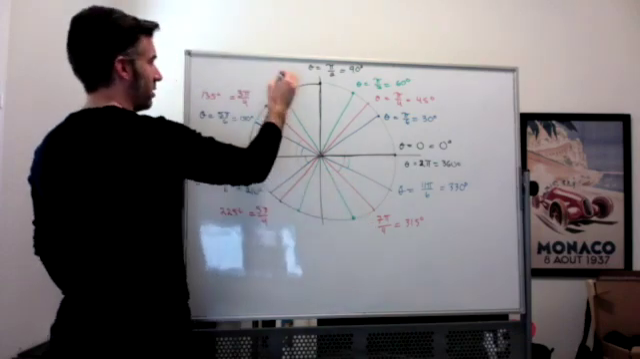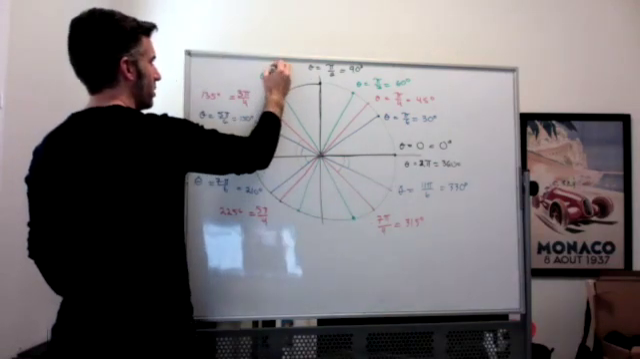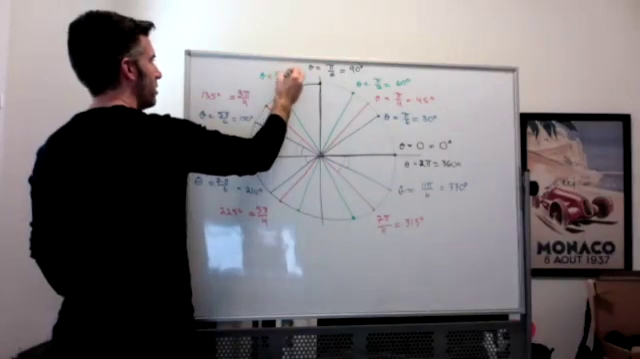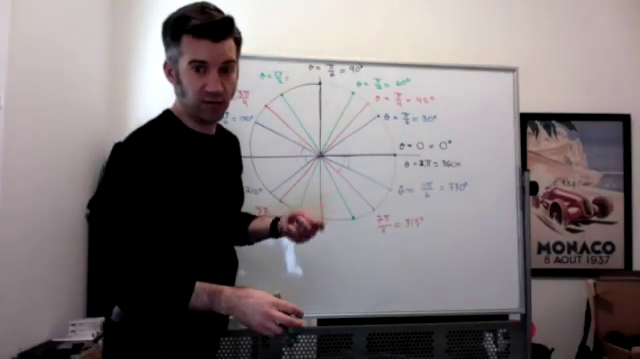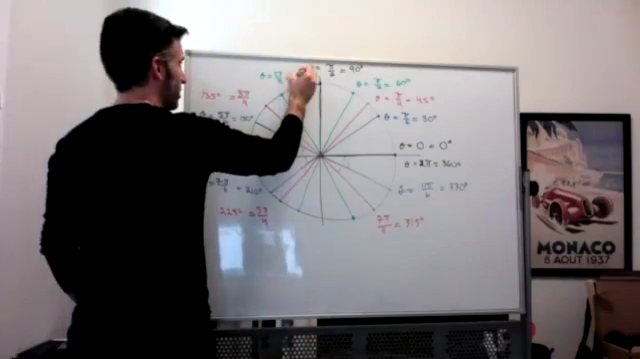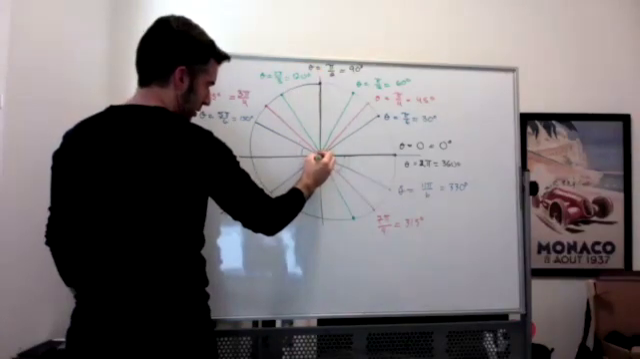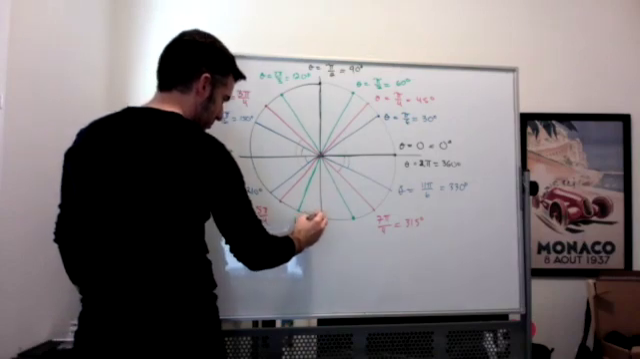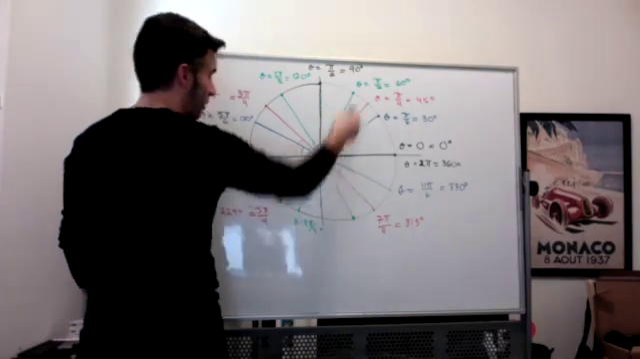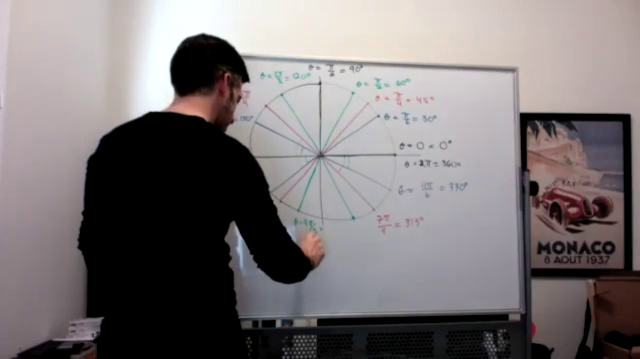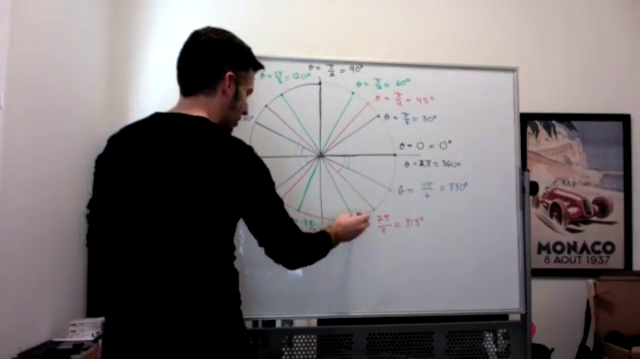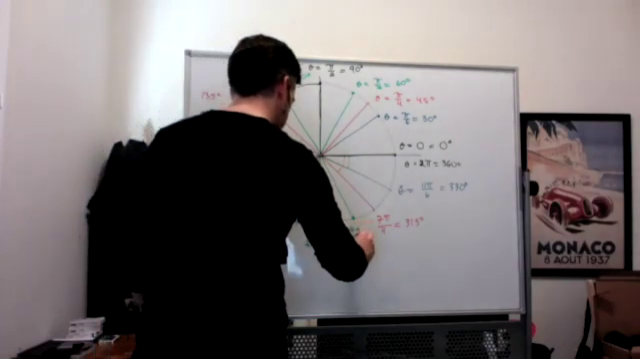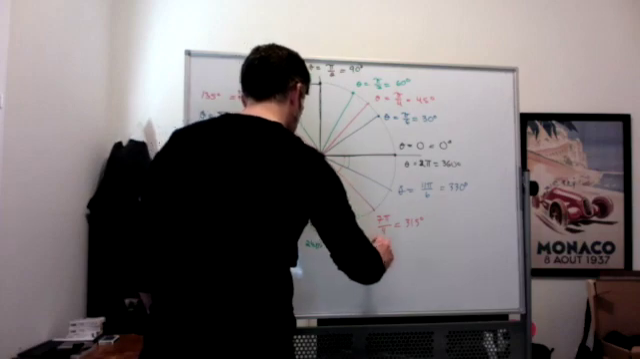So this angle up here is theta equal to 2 pi over 3, which is double pi over 3, so double 60 is 120 degrees. This angle down here is 4 pi over 3, which is 4 times 60, which is 240 degrees. And this angle over here is 5 pi over 3, which is 300 degrees.